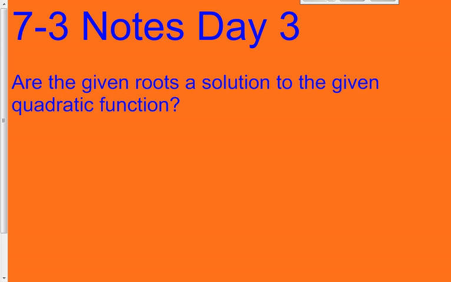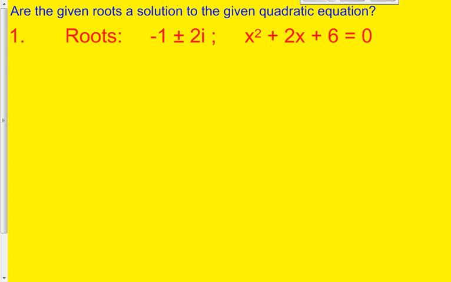So what we're doing today is we're answering the question, are the given roots a solution to the given quadratic function? So we have these as being the roots: 1 plus 2i, or negative 1 plus 2i, and a negative 1 minus 2i. So this is where the roots are of the equation. Is this the equation that the roots are for? So here's how we do it.